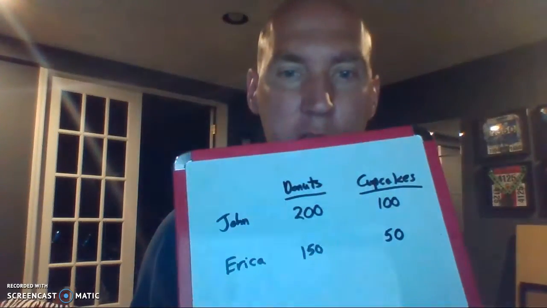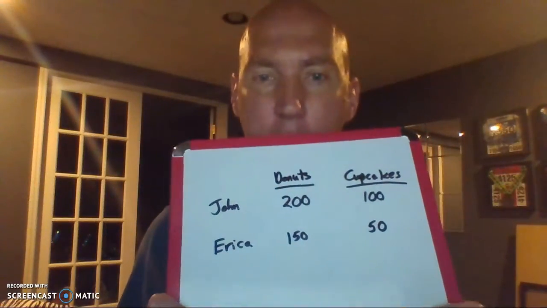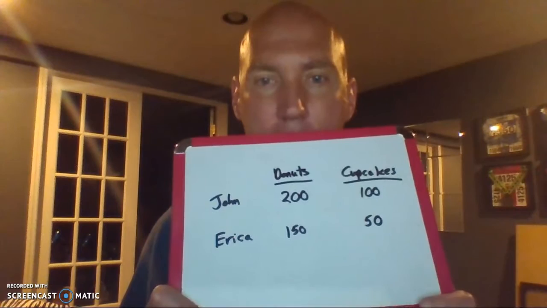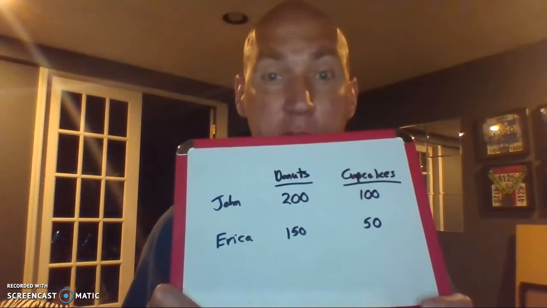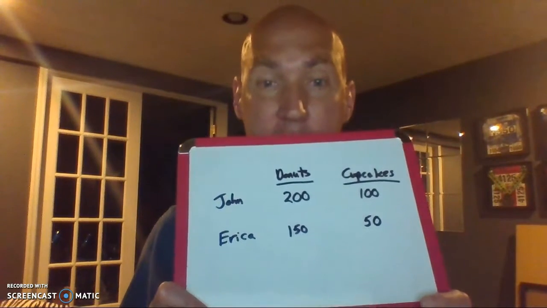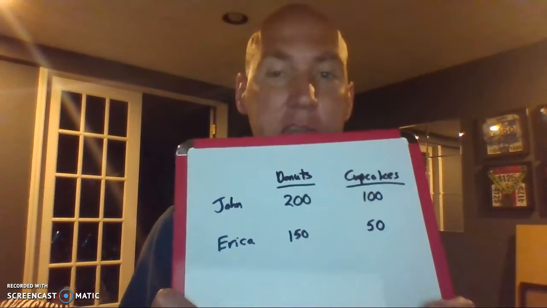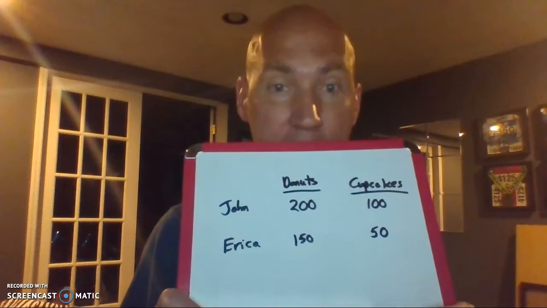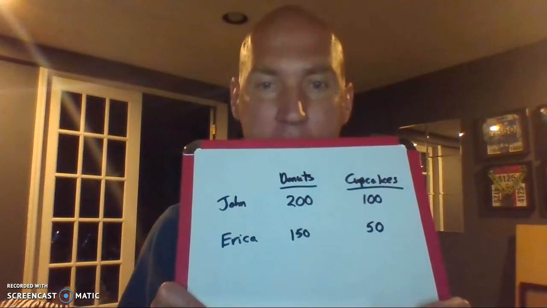So let's take a look at the table. So John clearly can make more donuts per day and more cupcakes per day. Because he's producing more per day, that means John has an absolute advantage in donuts. He makes more donuts. He makes more cupcakes. So that's your answers to part A and B.